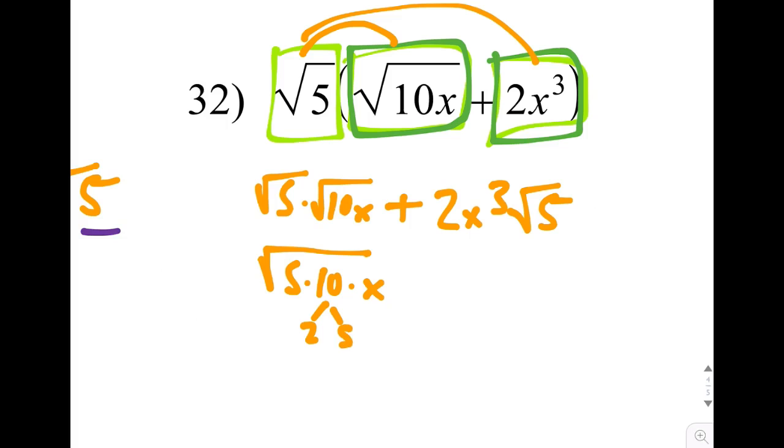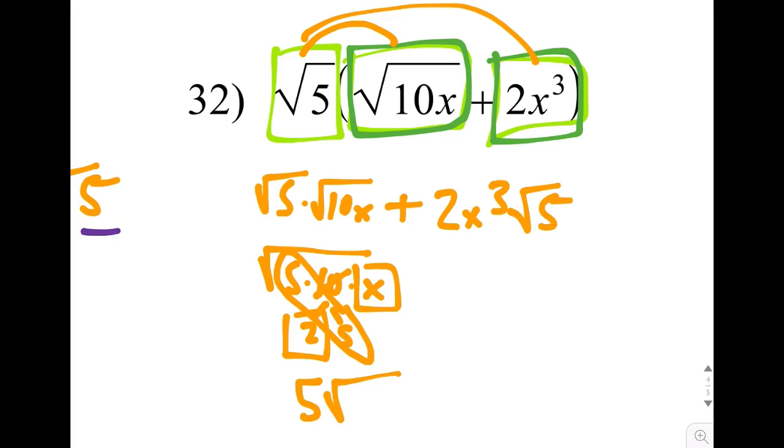10 is 2 times 5. But this time, I have a 5 and a 5 that are paired up, all under the same radical, even though they're written that way. A leftover 2, a leftover x. So this one becomes 5 out front. Nothing was out front originally, so just 5 out front, square root of leftover 2, leftover x.